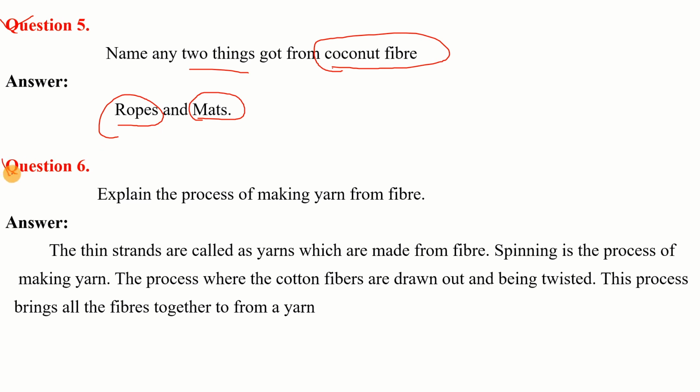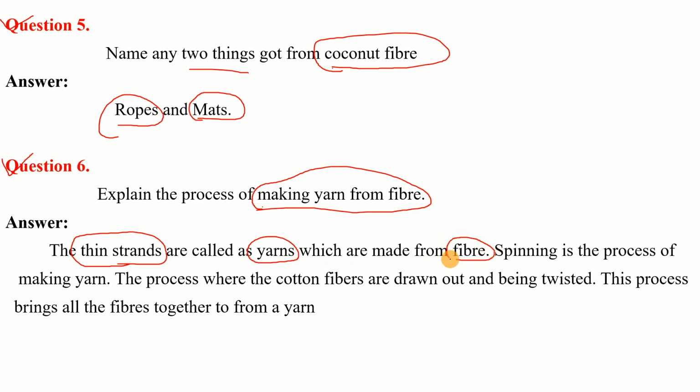Okay. Next, moving towards the sixth question. Explain the process of making yarn from the fibers. This should be a detailed answer. Okay, we have to give a detailed answer. They are asking the process, how we make the yarn from the fiber. We will go for the answer because we have learnt it already. It will be easy to explain this question. Okay, let's go. The thin strands are called yarn. We know what yarn is, so we have to explain it in the first sentence. The thin strands are called yarn, which are made from the fiber.